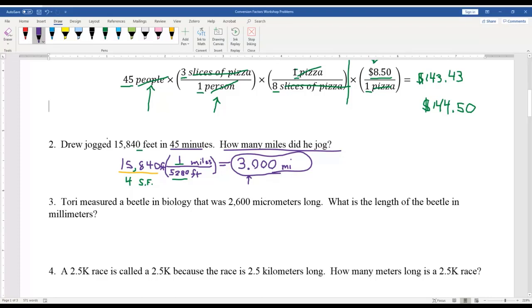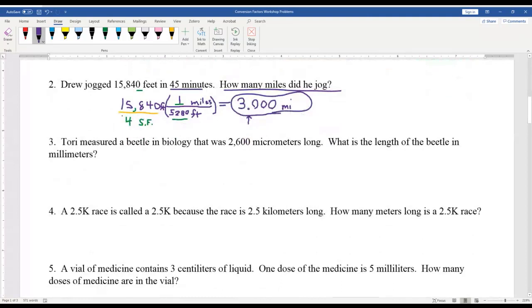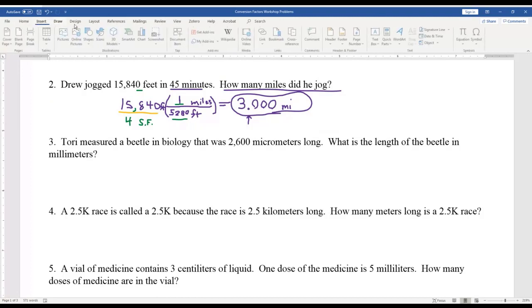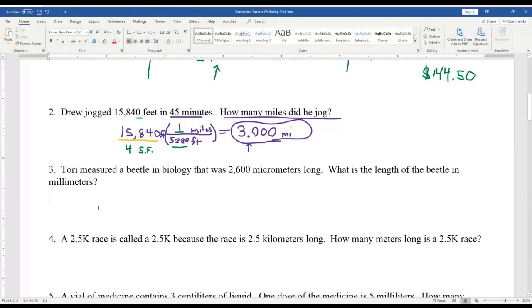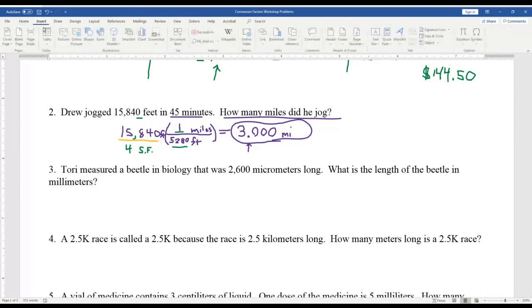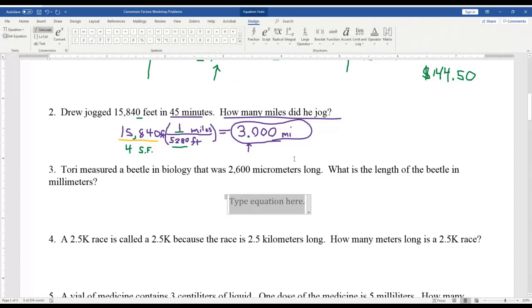So for number 3, it says Tori measured a beetle in biology, 2600 micrometers long. What is the length of the beetle in millimeters? In this case, I'm going to go ahead and insert an equation down here. All right, so this one is very obvious. There's only one number, so that's what I'm going to have to start with.